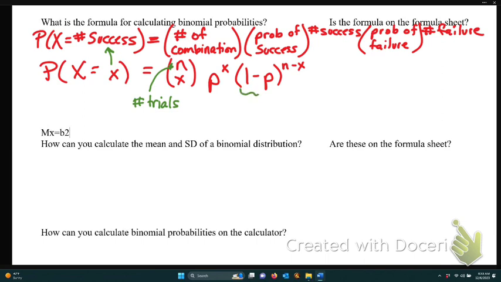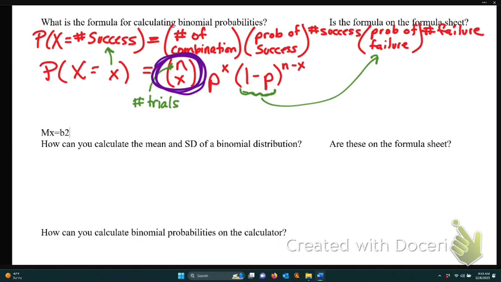What is 1 minus P? That is your probability of failure. Very good. Now, if I take N, which is the number of trials, and I subtract X, which is number of successes, then what do I get? I get the number of failures. Okay, cool. So, does everybody feel like they understand that formula? Yes. Okay, cool. So, before we go on to the mean and standard deviation, I do want to show you guys in your calculator how you can do the number of combinations.